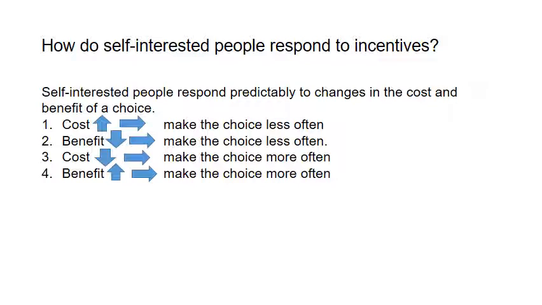Self-interested people respond predictably to changes in the cost and benefit of a choice. When the cost rises, they'll make the choice less often. When the benefit falls, they'll make the choice less often. On the other hand, when the cost decreases or the benefit increases, they'll make the choice more often.